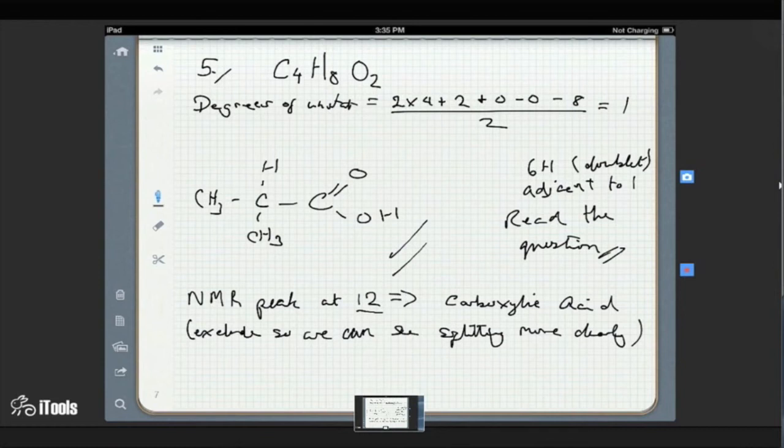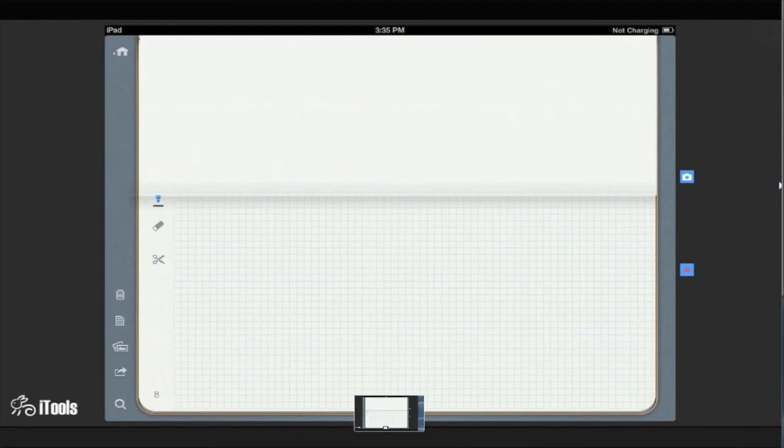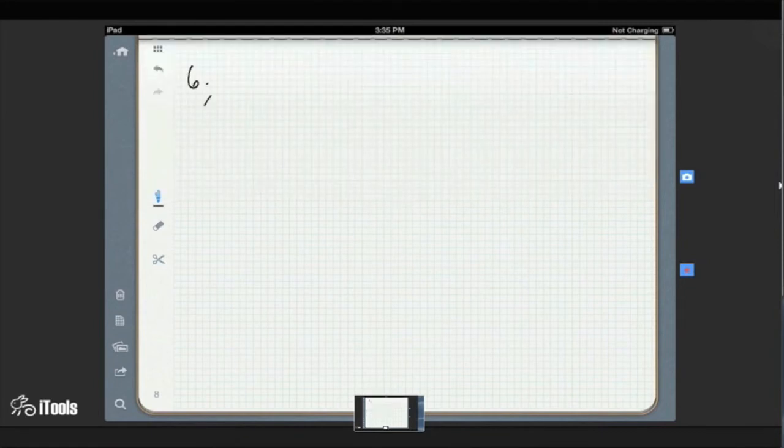Sure. Yes. All right. So the formula for number 6 is C7H14O2.